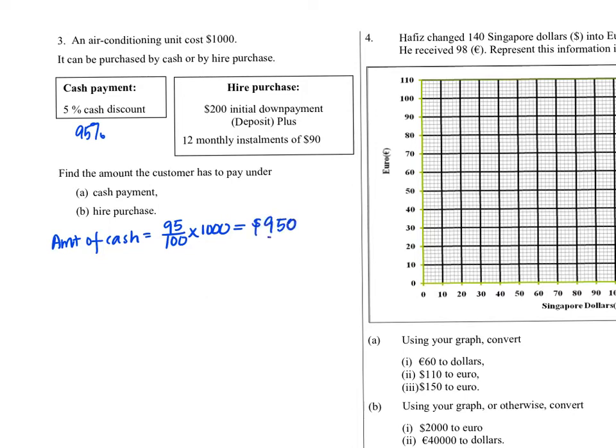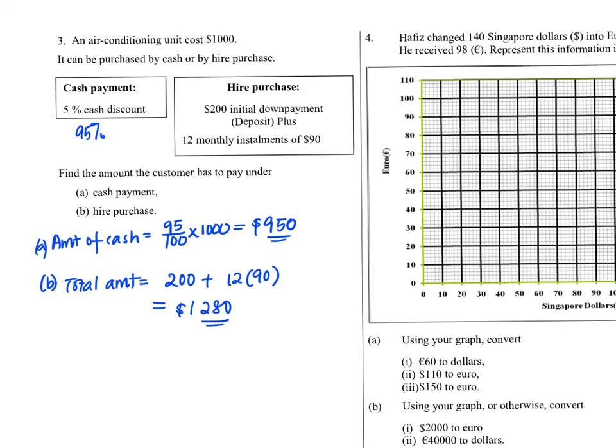$950. The other one, for hire purchase, I pay the total amount given by taking the deposit $200 plus 12 months installment of $90. So 12 times 90 plus 200, and that gives me $1,280. So these are the two different prices. Have you gotten your answer?